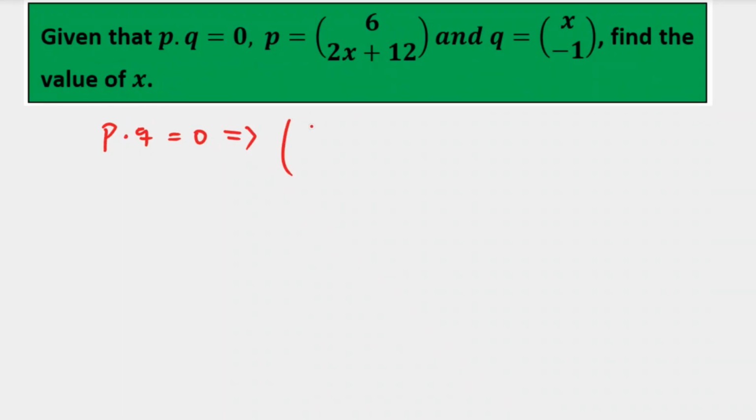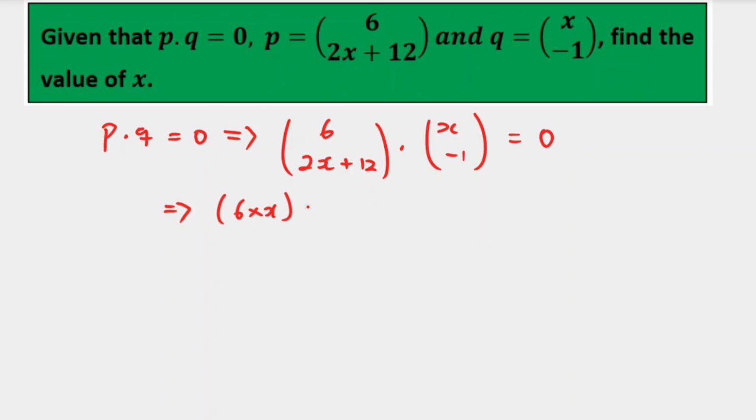So we have 6, 2x plus 12 dot the vector Q, which also has components x, negative 1. And we are supposed to get 0. Now let's simplify the vectors by multiplying them. So you're going to get 6 times x plus negative 1 multiplying 2x plus 12. And we are supposed to get 0.